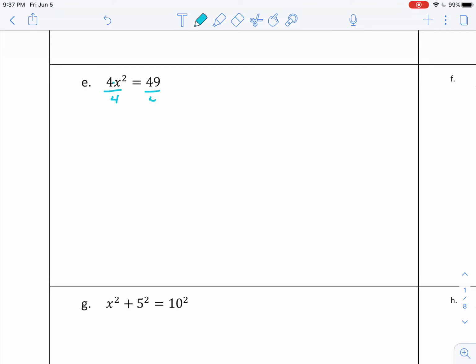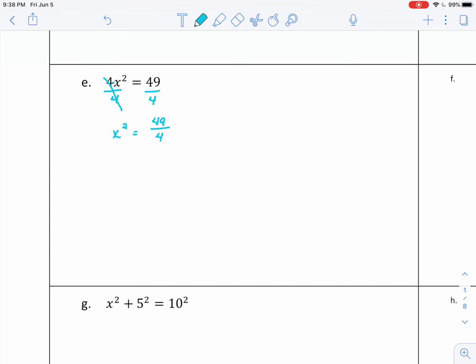Now it's really tempting to just say, well, I don't know what 49 divided by 4 is. I'm going to throw it in my calculator and I'm going to get 12.25, which is not wrong, but it's really not helpful. I don't want a decimal for this, so I'm not going to get a decimal. This is already a reduced fraction. There's nothing that divides into 49 that also divides into 4 other than the number 1. So I'm just going to leave it like this.